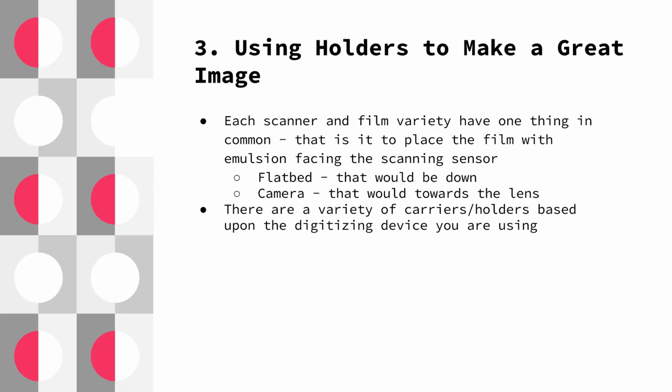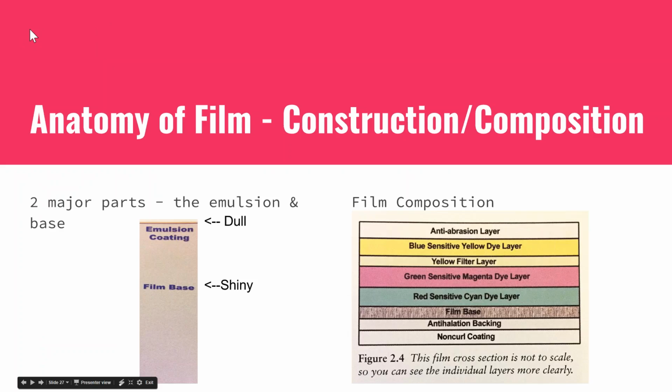What I will tell you is, though, that all film has one thing in common, and that is we want to put the emulsion side of the film, of the 35 millimeter slide, towards the imaging device. Not towards the light, but towards the imaging device. So you need to understand a little bit about the anatomy of film. I'm not going to spend a lot of time on it, but I will show you these two just to help you understand a little bit better.